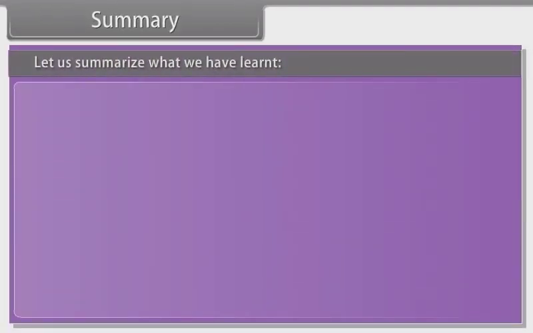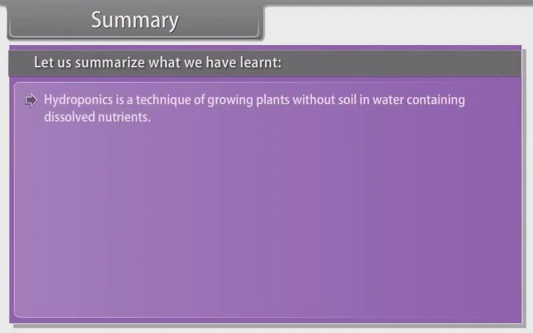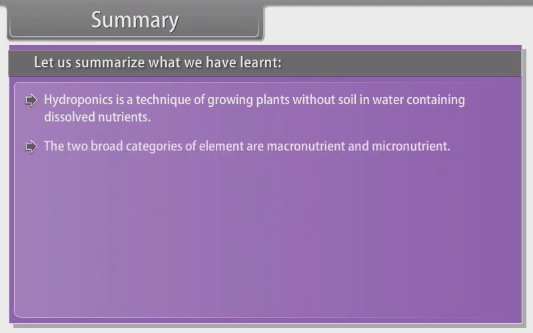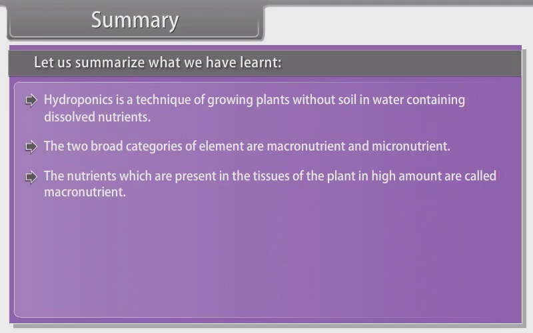Summary. Let us summarize what we have learned. Hydroponics is a technique of growing plants without soil in water containing dissolved nutrients. The two broad categories of elements are macronutrients and micronutrients. The nutrients present in the tissues of the plant in high amount are called macronutrients. The elements needed in low amount are called micronutrients.